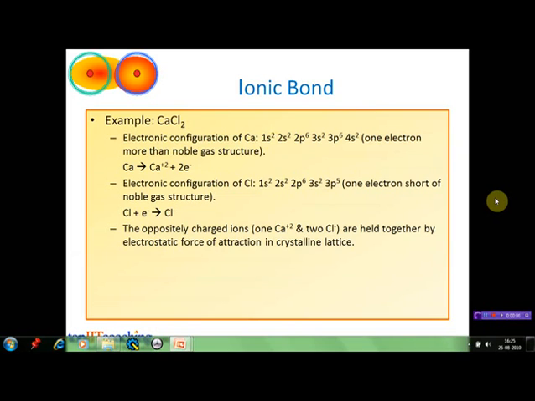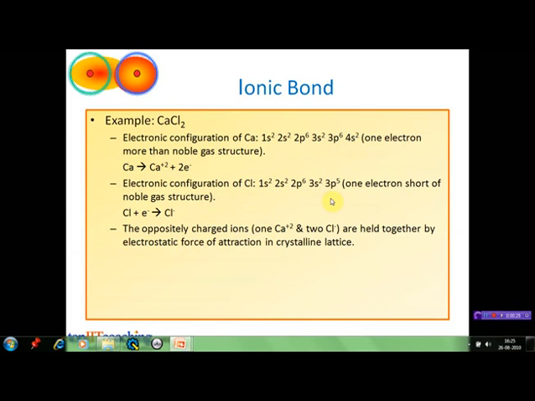Now consider the case of calcium chloride, that is CaCl2. As we can see in the configuration of calcium, calcium atom has 2 electrons in its outermost shell, that is these 4s2 electrons. And after losing these 2 electrons, it can achieve noble gas structure.